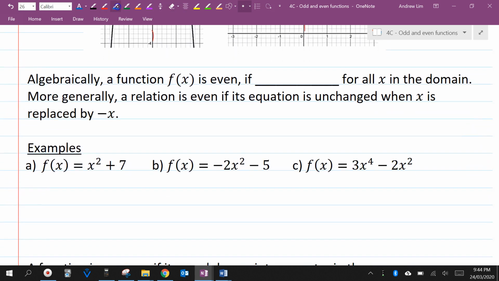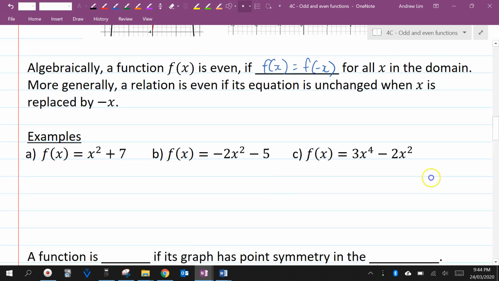So algebraically, what does this look like? A function f of x is even if f of x is equal to f of negative x for all x in the domain. More generally, a relation is even if its equation is unchanged when x is replaced by minus x. So what that means is, if we were to replace x with minus x and expand it out and everything, we'll actually get the same equation as what f of x is. And so technically, the graph will look exactly the same.